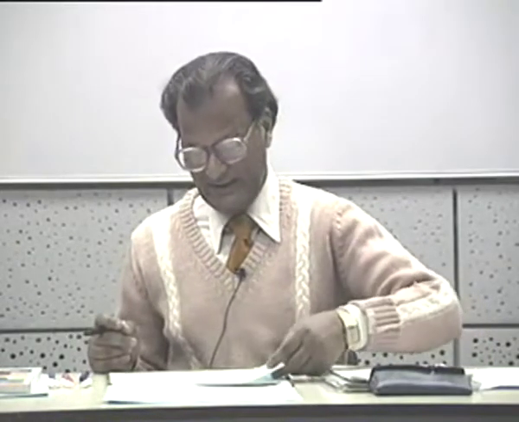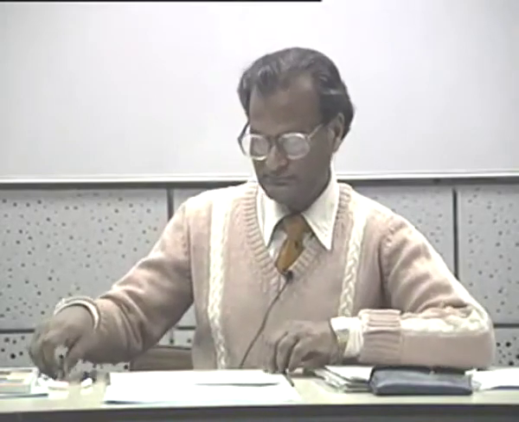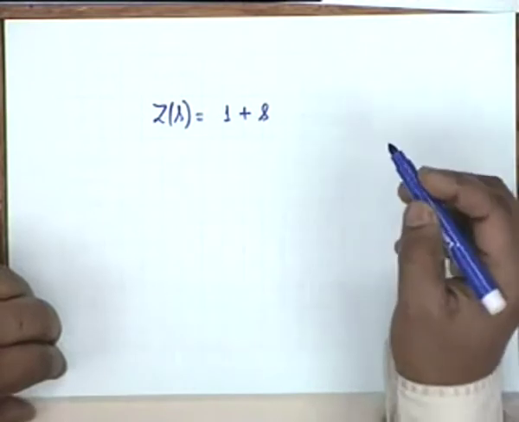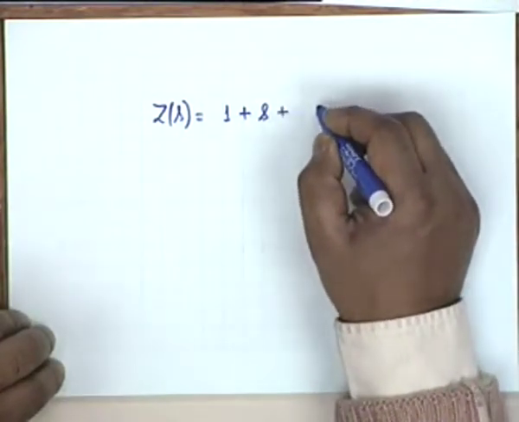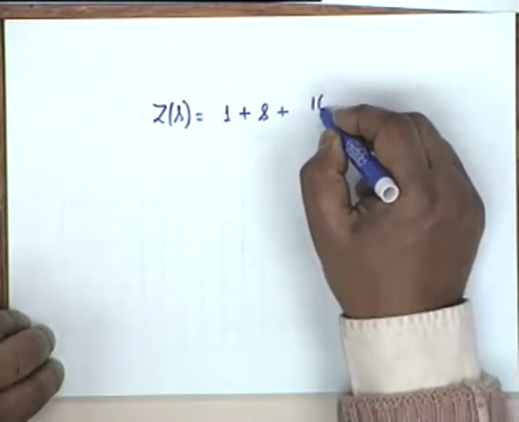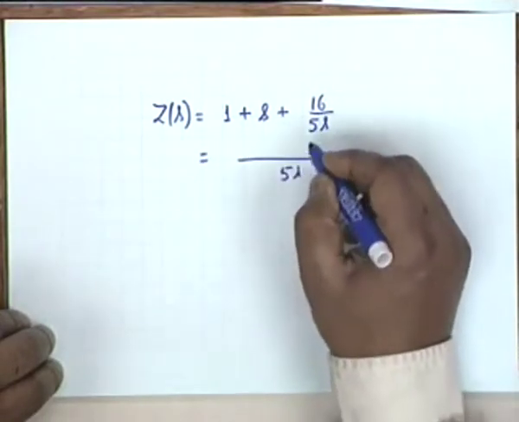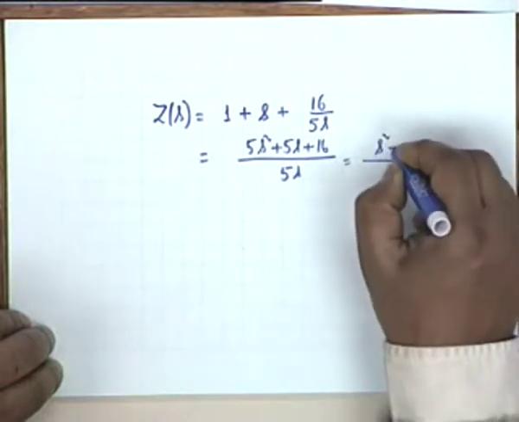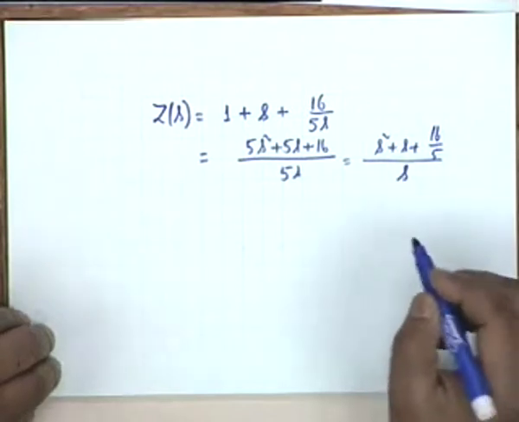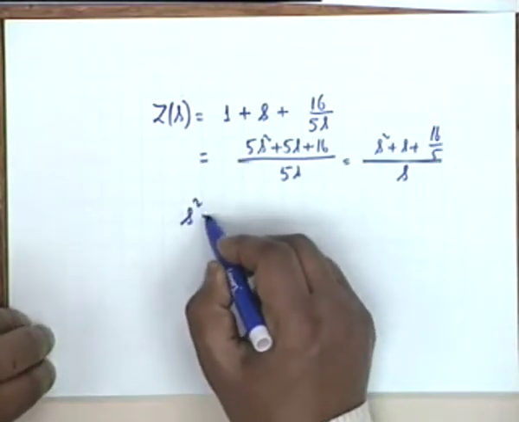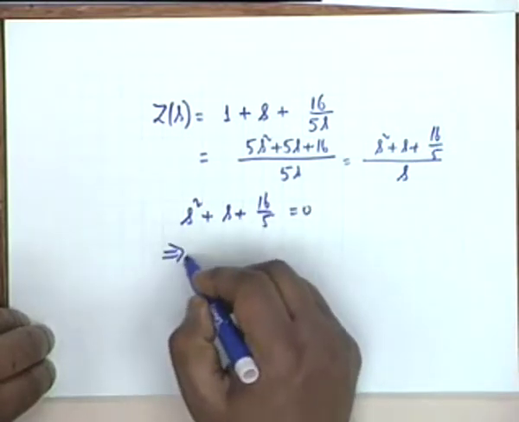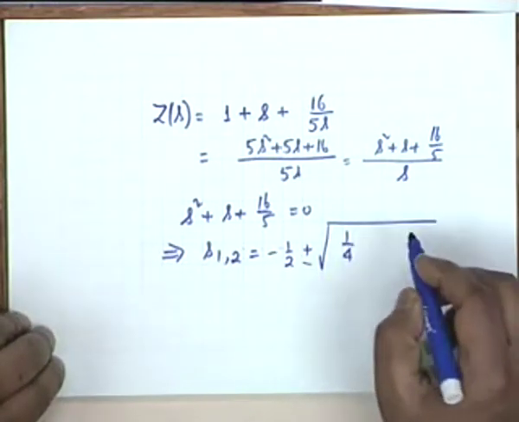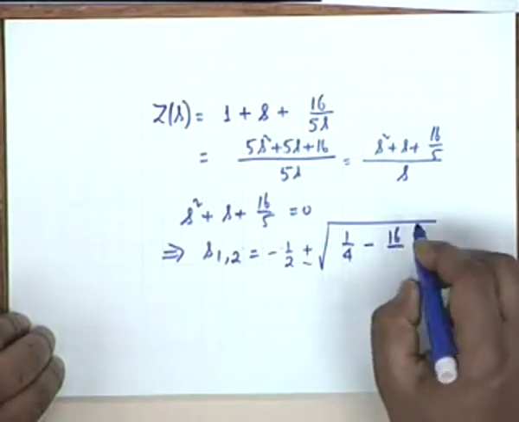So we look at the circuit and we see that Z of S, the impedance, is given by 1 ohm resistance plus SL, L is 1, plus 1 over SC, that is 16 by 5S, and therefore this is (5S squared plus 5S plus 16) over 5S, which I can write as (S squared plus S plus 16 by 5) divided by S. And I determine the zeros of this, that is S squared plus S plus 16 by 5 equal to 0, gives us the roots as S1,2 equal to minus half plus minus square root of 1/4 minus 16 by 5.